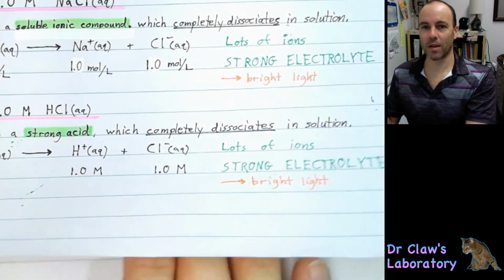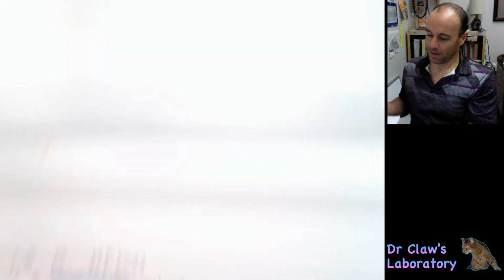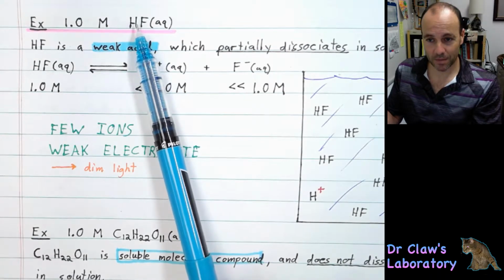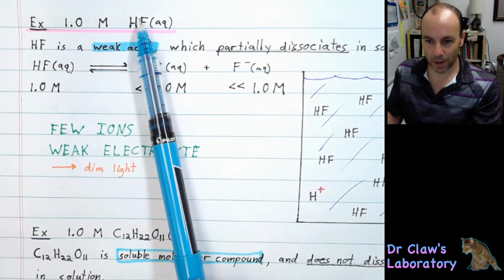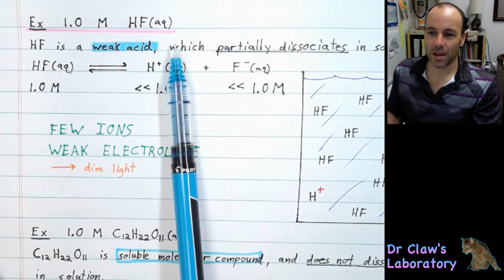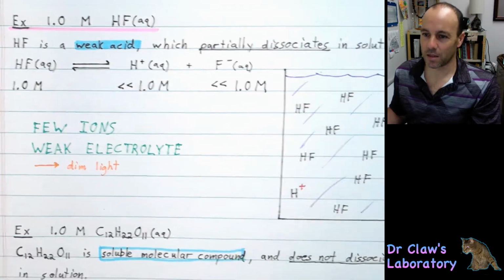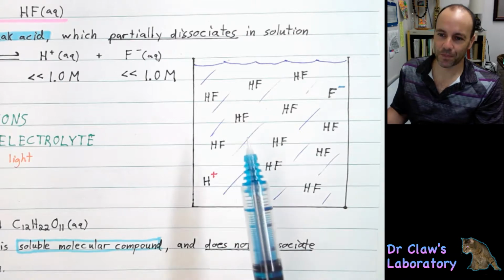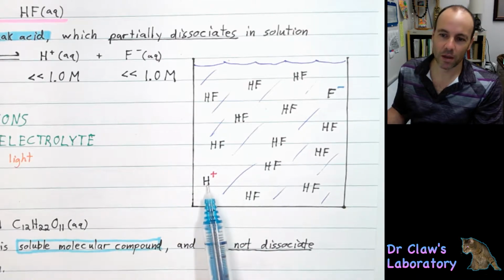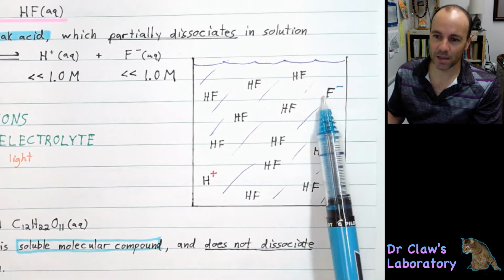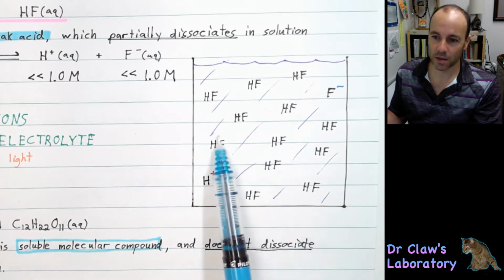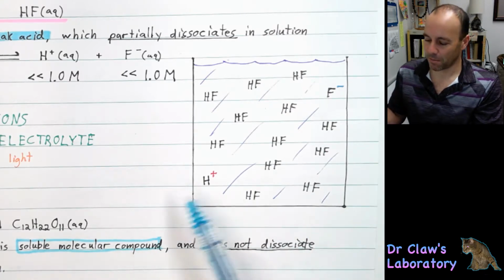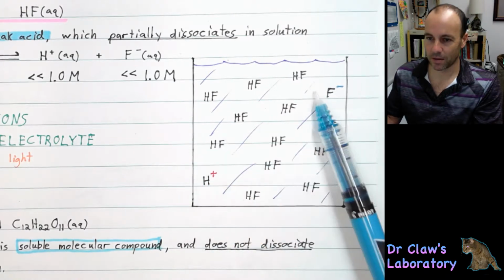So what about weak electrolytes? Well, an example of a weak electrolyte is hydrofluoric acid. If you have 1 molarity hydrofluoric acid, this is a weak acid, and it only partially dissociates in solution. So when you dissolve hydrofluoric acid in solution, you'll have a couple of H pluses and a couple of F minuses, but the vast majority of it dissolves as molecules, like 1 out of every 500 molecules might dissociate into the ions.